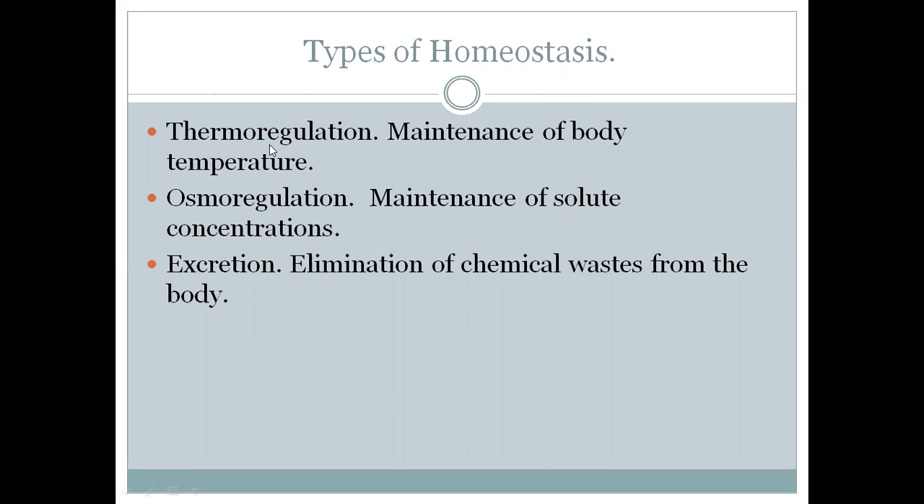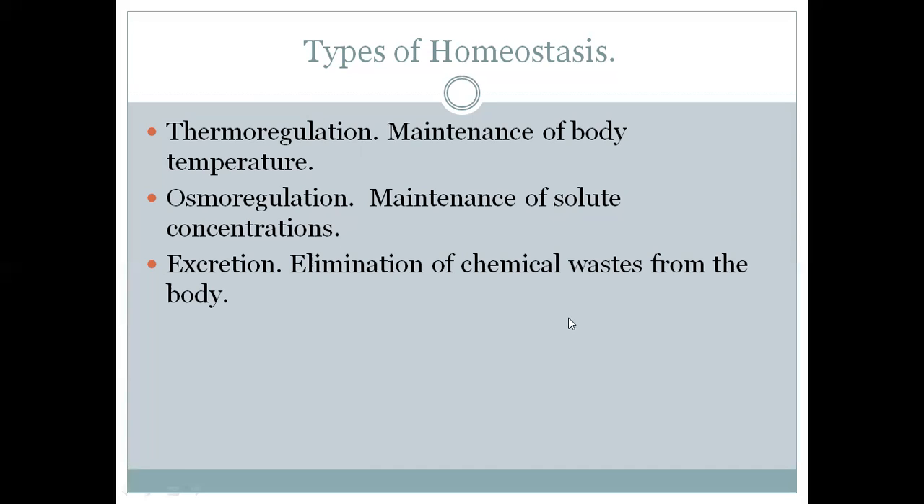Types of homeostasis: we have three types. Thermoregulation, which means maintenance of the body temperature. Osmoregulation, which means maintenance of solute concentration. Solute concentration means the amount of salt content and water content inside the body. Excretion, removal of the chemical waste from the body. Thermoregulation, osmoregulation, excretion. These are the three main methods of homeostasis.